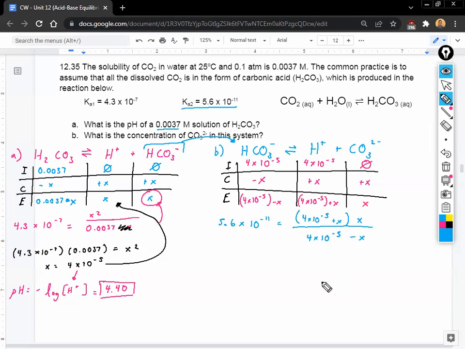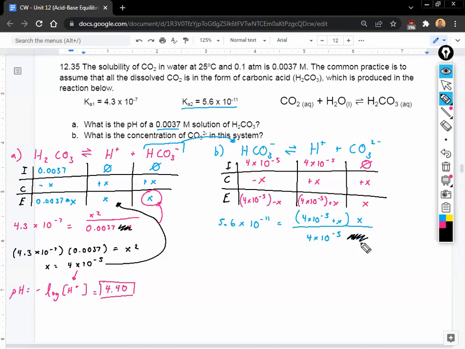Okay, now this looks like a very ugly fraction to solve for. However, if you guys look at the Ka, what does that let us do? Yeah, we can skip the change. So the two changes were the change to the HCO3 minus, so the minus X, so we can get rid of the minus X on the bottom.